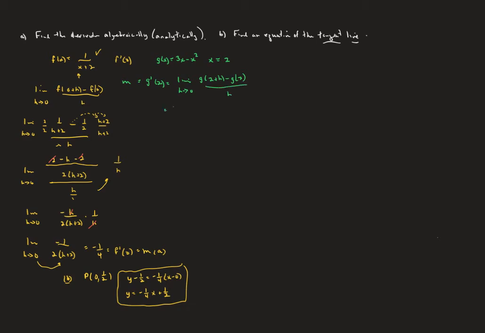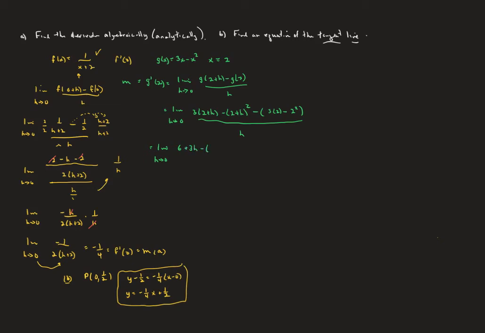Okay, here we go. That's going to be the limit as h goes to 0 of 3 times (2 plus h) minus (2 plus h) squared. There's our g of 2 plus h, minus, and now we're going to plug in 2, so that's going to be 3 times 2 minus 2 squared, and that's all going to be over h. So that's going to be the limit as h goes to 0. Let's see, that looks like 6 plus 3h.